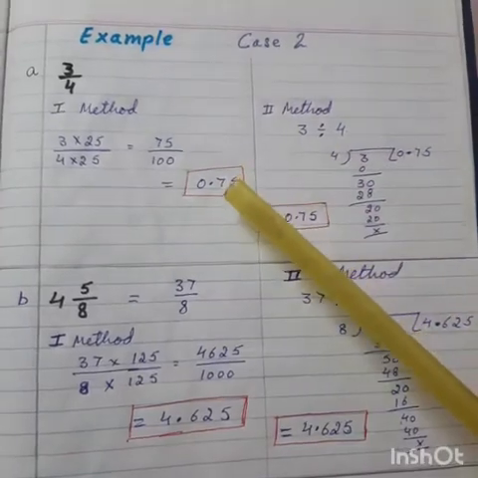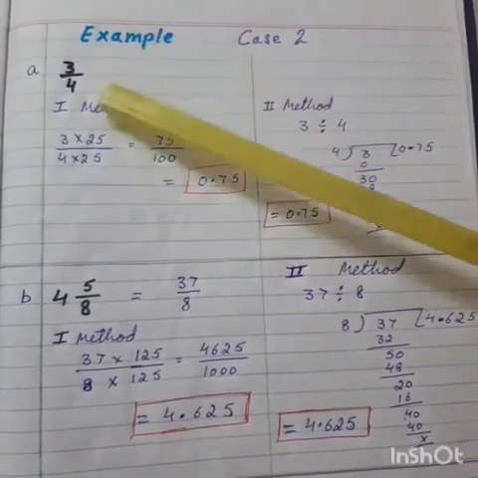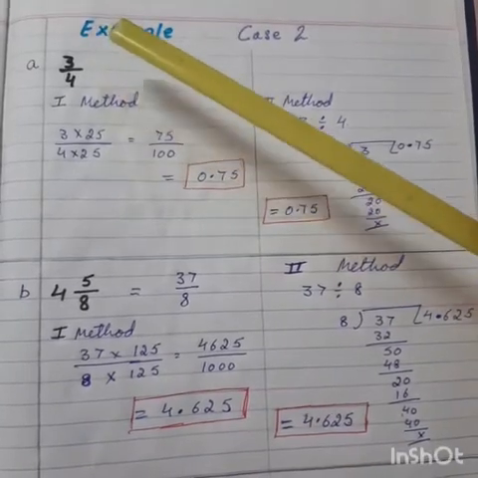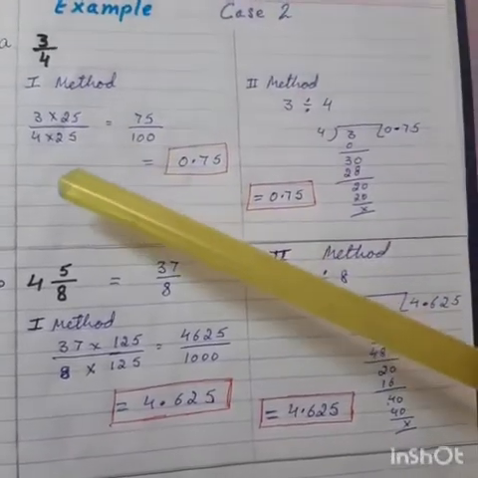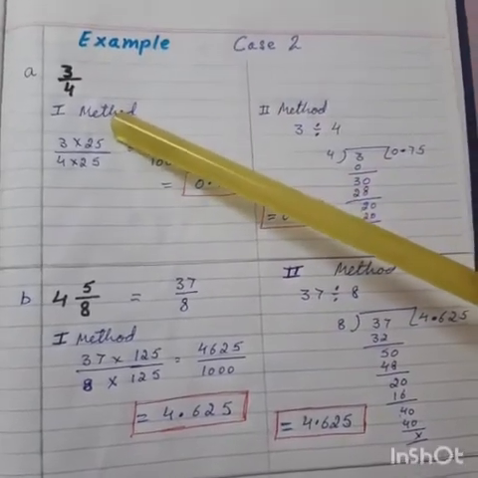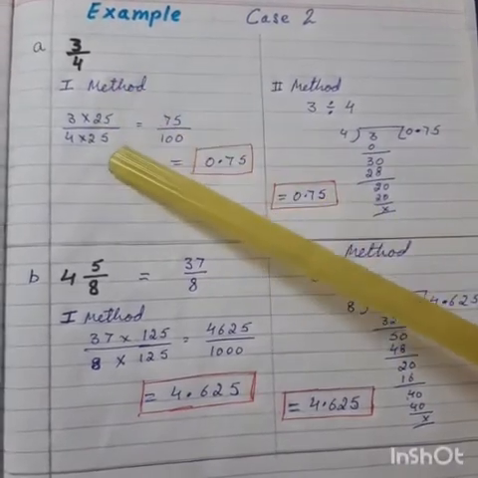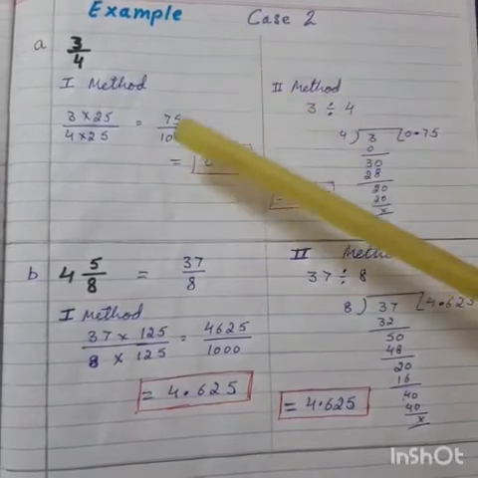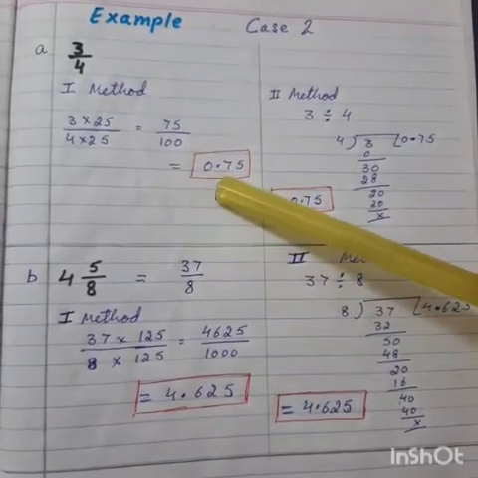Let us see examples where we do not have zeros in the denominator. The fraction like 3 upon 4 we have to convert as a decimal. So in this we will do the method which is the first method to convert the denominator into zeros. So we need to multiply the numerator as well as the denominator by the same number, that is 25. So we get denominator 100 and numerator 75. Now as you can see, there are two zeros in the denominator, so we get the result as 0.75.